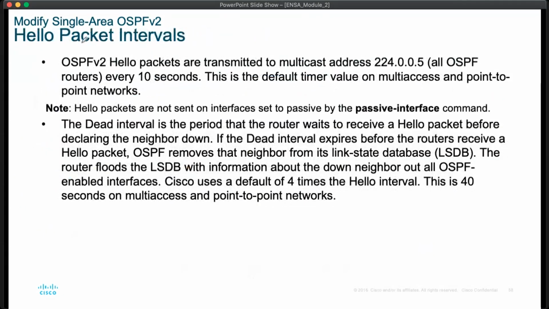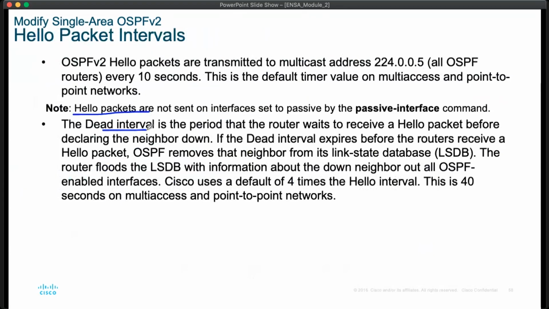Hello packet intervals. OSPFv2 hello packets are transmitted to multicast address 224.0.0.5, meaning all OSPF routers, every 10 seconds. This is the default timer value on multi-access and point-to-point networks. Hello packets are not sent on interfaces set to passive by the passive-interface command.